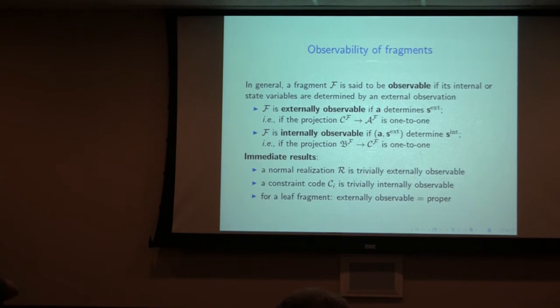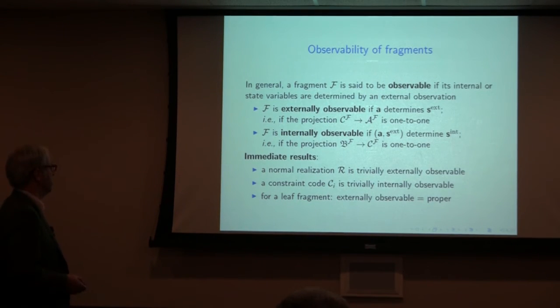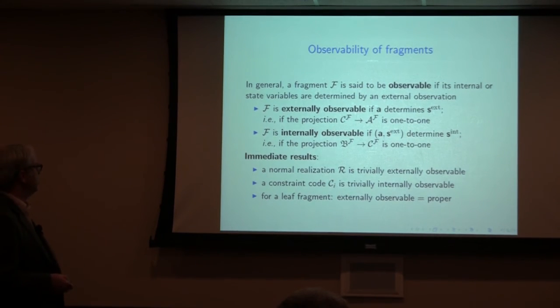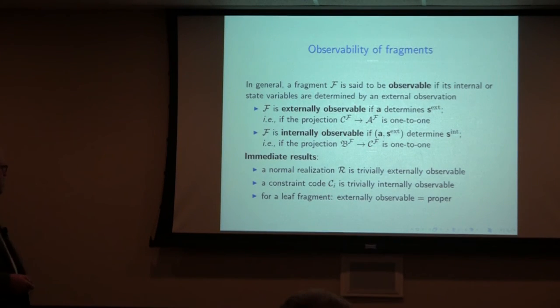Okay, a little bit on observability and controllability, because I know John and those of you who are interested in system theory will be interested in this. A fragment generically is observable if somehow its internal or state variables are determined by external observation. First note is that we have two possible concepts of observability here. One is that we may ask whether the external variables determine the external states.